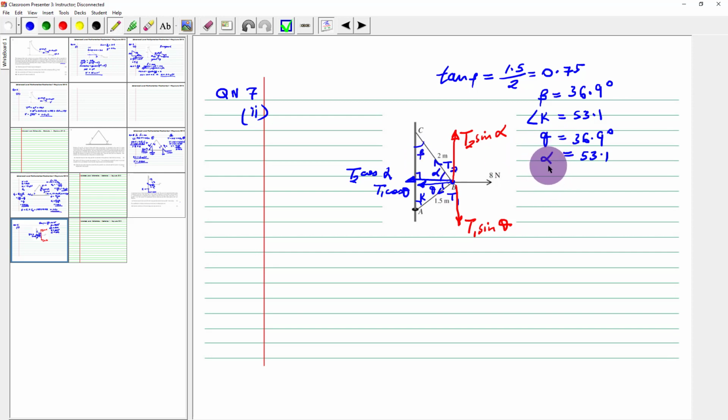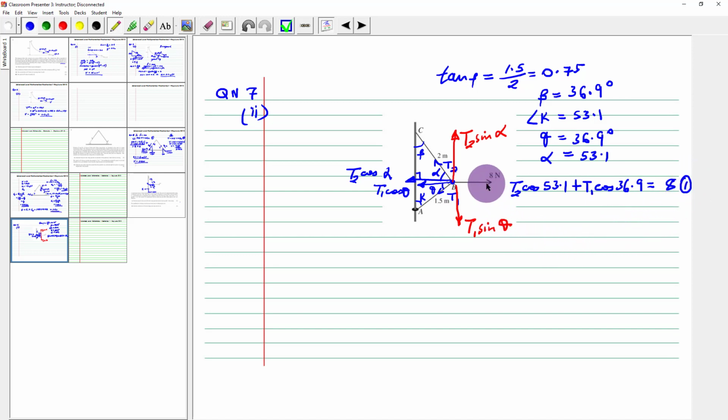Now that I've got the two angles, theta and alpha, I'm going to say that the sum of the components to the left, which is T2 cos alpha, which is 53.1, plus T1 cos theta, cos 36.9, is equal to 8. And here I can say I've got my first expression.